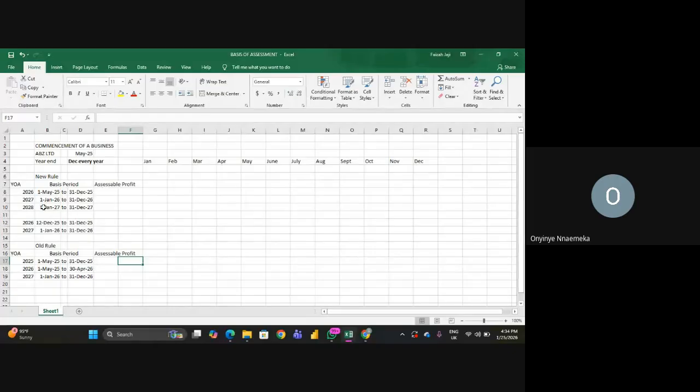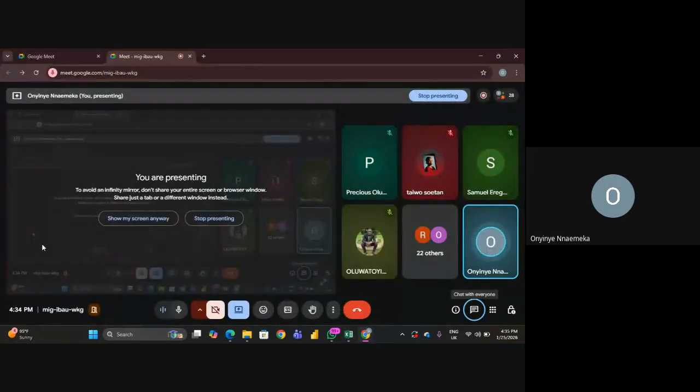Why would I want to pay tax on a particular amount more than once? Which is why the new rule has to come. So that is why we have the new rule. I hope we are good with the new rule and old rule. Can we move to an example now? I'll treat one example and leave the other for us.